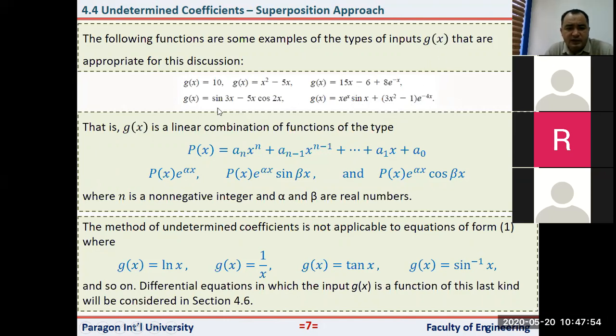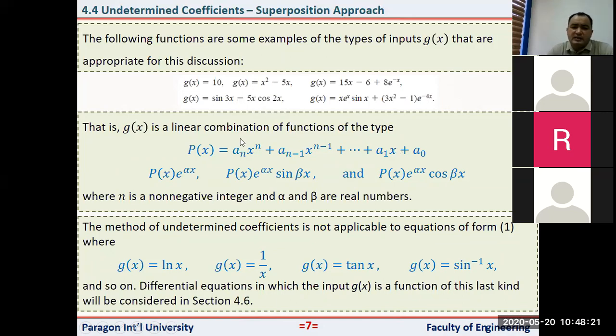Okay, as you see here, in each case, what is this? Constant, right? This one is a polynomial function of degree 2. Actually, it's just a quadratic function. And this one is, what is this? The combination, right? Or the product of these. Here, 15x minus 6 is p of x, plus 8 times e to the power minus x, right? And here we have cosine multiplied by a polynomial function, and so on.